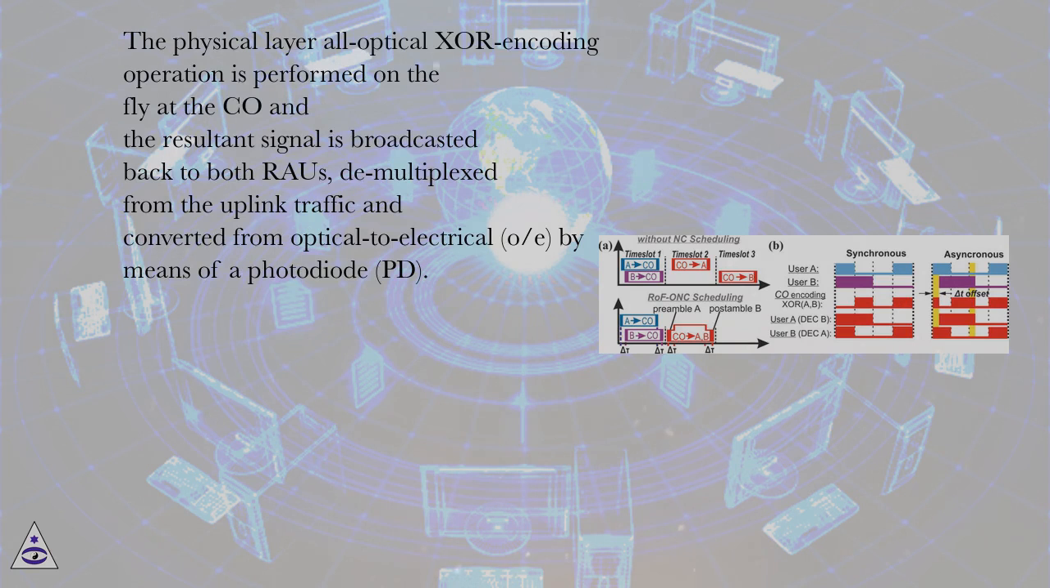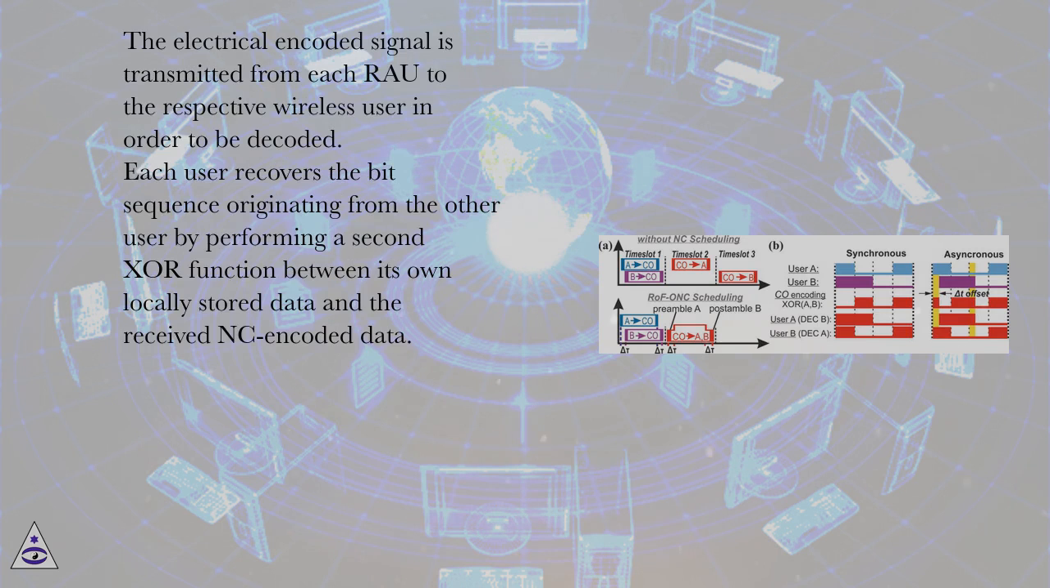The physical layer all-optical XOR encoding operation is performed on the fly at the CO and the resultant signal is broadcasted back to both routes, demultiplexed from the uplink traffic and converted from optical to electrical, OE, by means of a photodiode, PD. The electrical encoded signal is transmitted from each route to the respective wireless user in order to be decoded. Each user recovers the bit sequence originating from the other user by performing a second XOR function between its own locally stored data and the received NC encoded data.